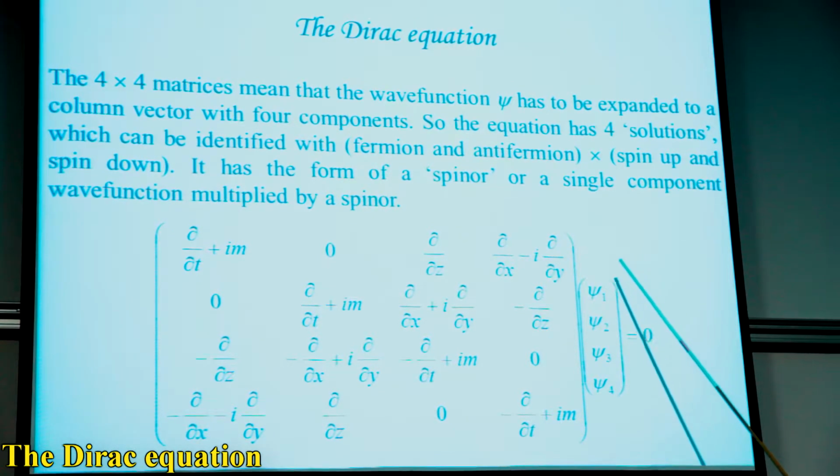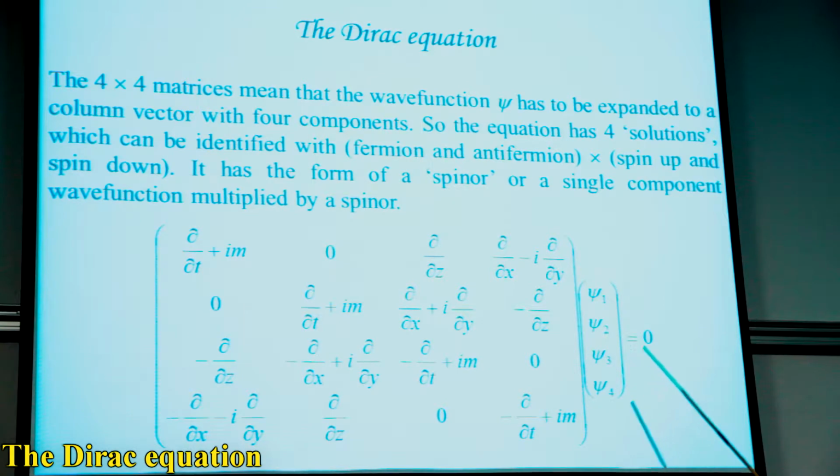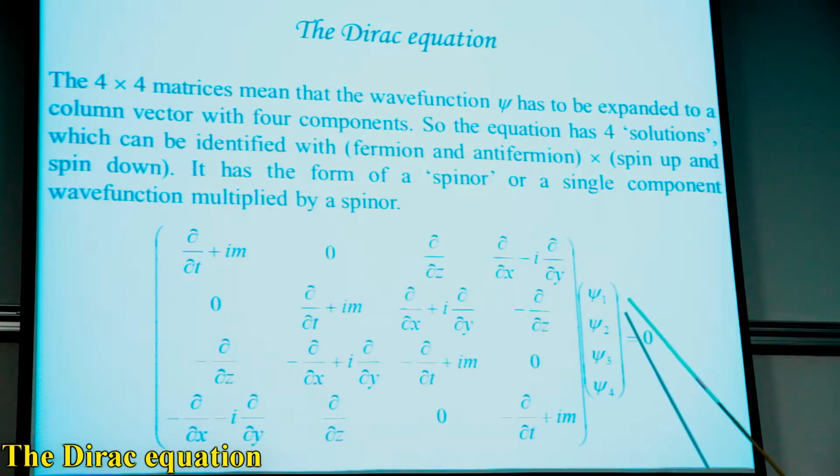Now, what Dirac saw was that if you had a 4x4 matrix, then this wave function was no longer describable by a single term. You had to have 4 terms to make the equation work. And this quantity is called a spinor. It's a column vector with 4 components, and it's called a spinor because it generates the spin properties.